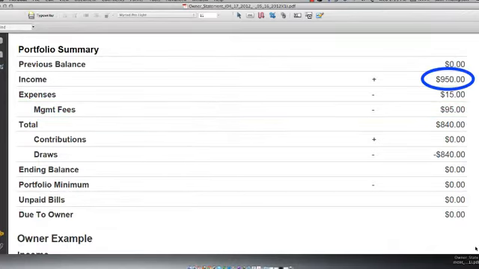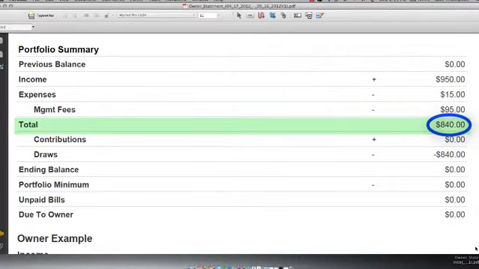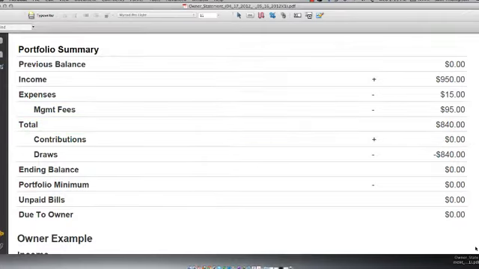The total income less the total expenses equals the total net income. On this statement, $840, which is the total that you see on the next line.